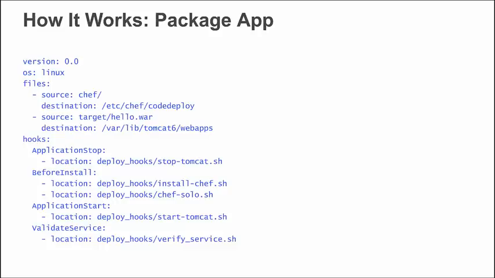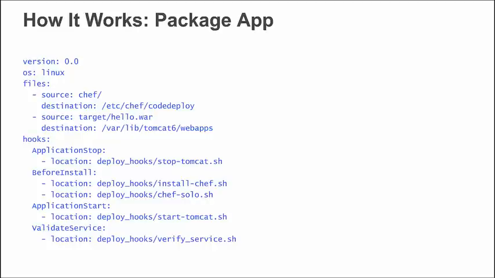The first step is to package your application up for deployment. You need to define how to install your application on a single instance, and you use what we call an app spec file to do that. This file is what provides the extreme flexibility that enables Code Deploy to work with virtually any type of application.